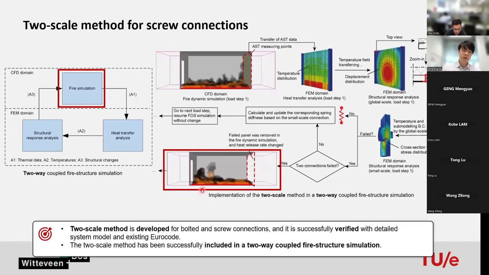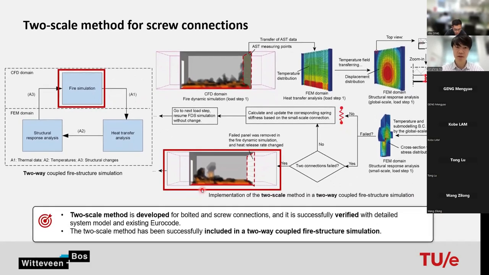So to put them together, in the first two topics, I developed a two-scale method for the bolted and the screw connections, and I successfully verified my two-scale method with a detailed system model and existing Eurocode. And also the two-scale method has been successfully included in a two-way coupled fire structural simulation.